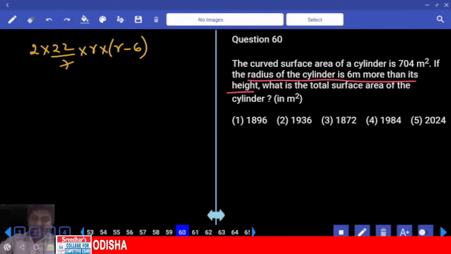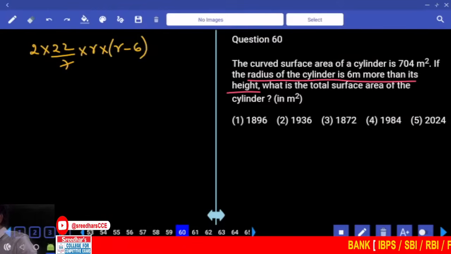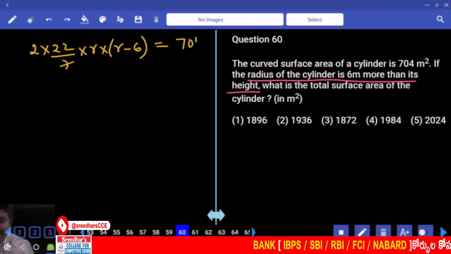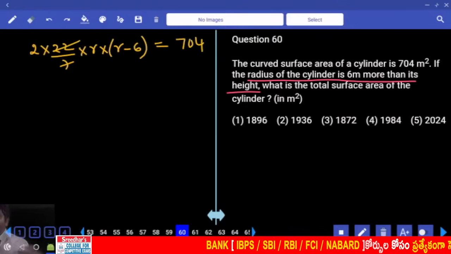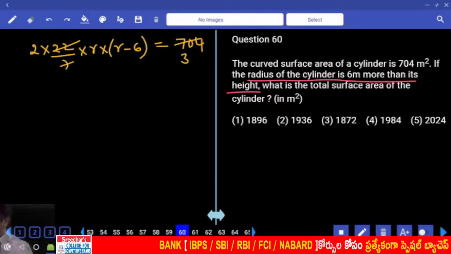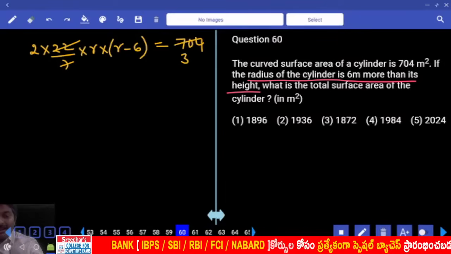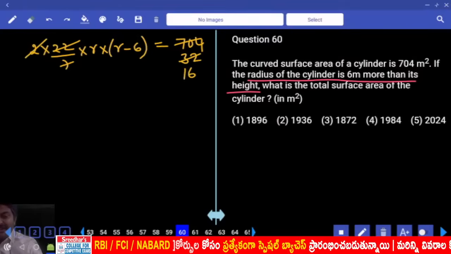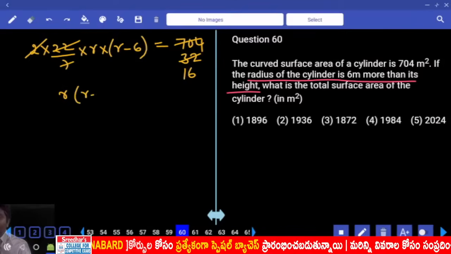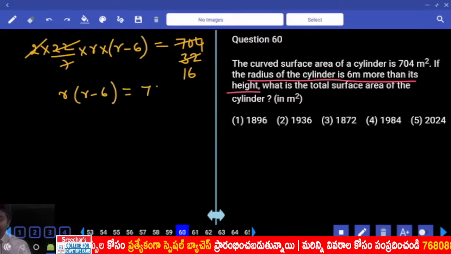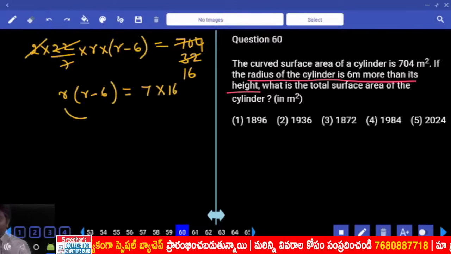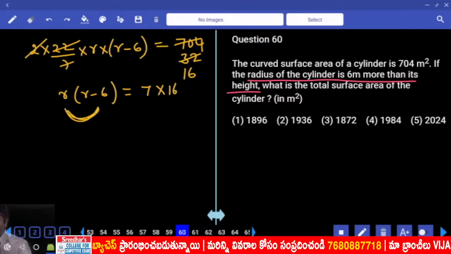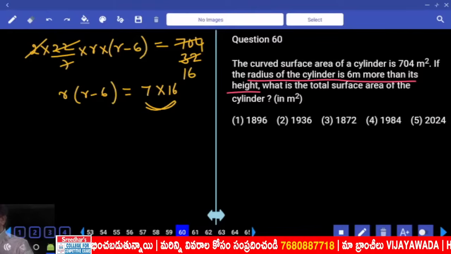Radius is 6 more than the height. Then height is 6 less than the radius, which is equal to 704. 22, 3 times, and then 2 times, 2, 16 times. Then r into r minus 6 is equal to 7 into 16. What is the difference here? 6. What is the difference here? 9.